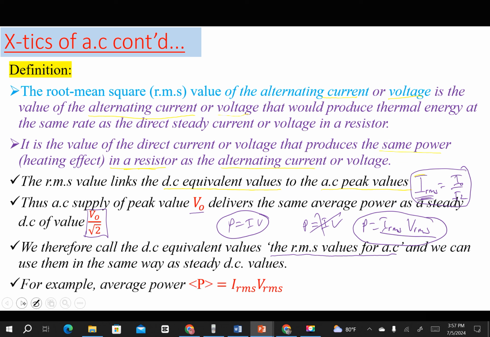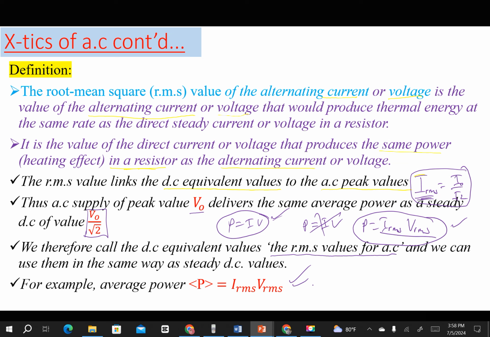For example, the average power could be given as I root mean square times V root mean square. In a device or a resistor, when I multiply the root mean square values, I'm getting the effective power in the resistor. For alternating current, it is always the average, so this will be the average power.